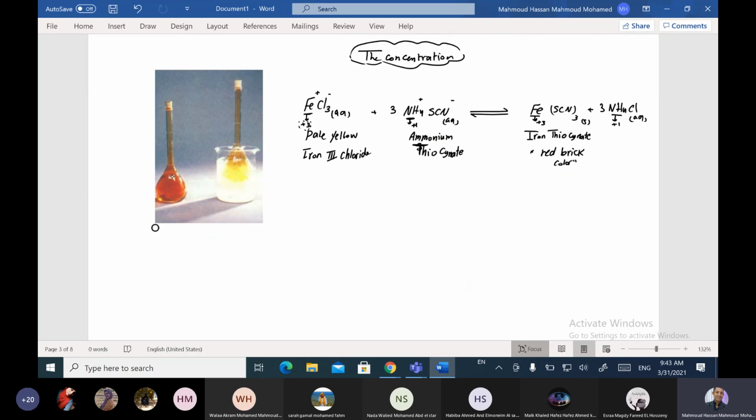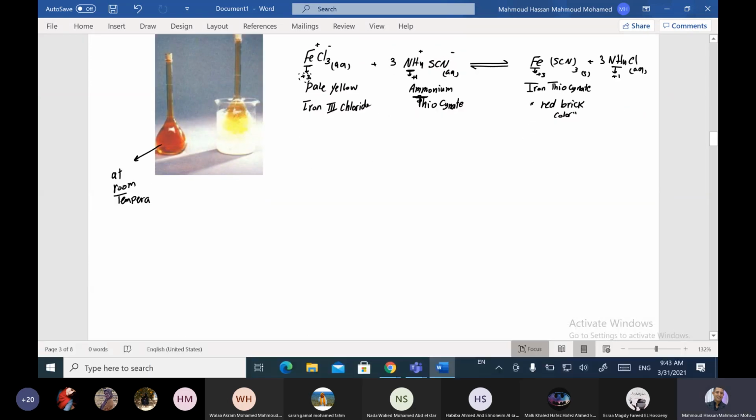From this image, you will find when it is at room temperature or at high temperature, the strength of the red brick color increases.